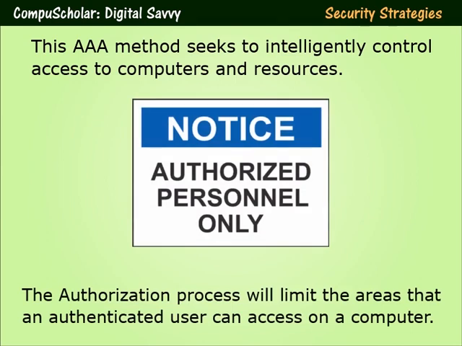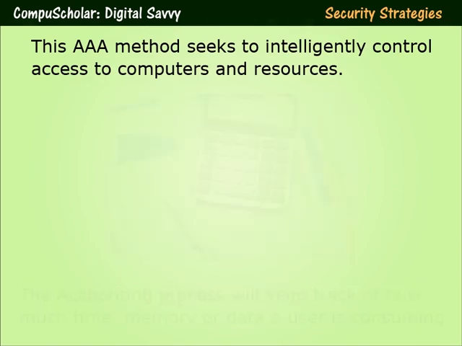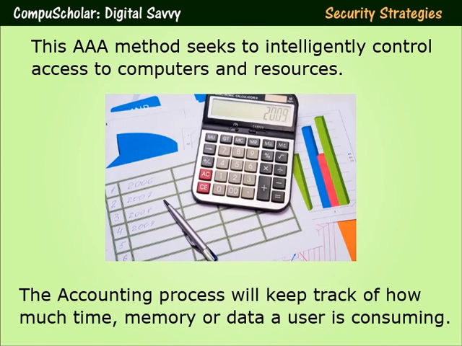The authorization process goes one step further after authentication. With authorization, a user can be successfully logged into a system, but still limited in the data that he or she can access on the system. This is an extra layer of security that's necessary in most computer systems. The final step in the process is accounting. This step will keep track of how much time, memory, or data a given user uses on a system. Companies can use these statistics to make sure unauthorized users are not gaining access to restricted areas.